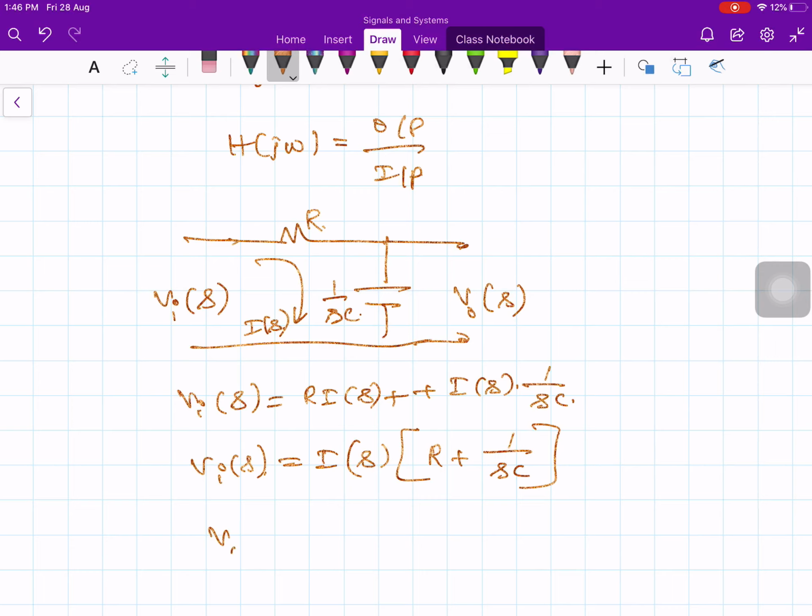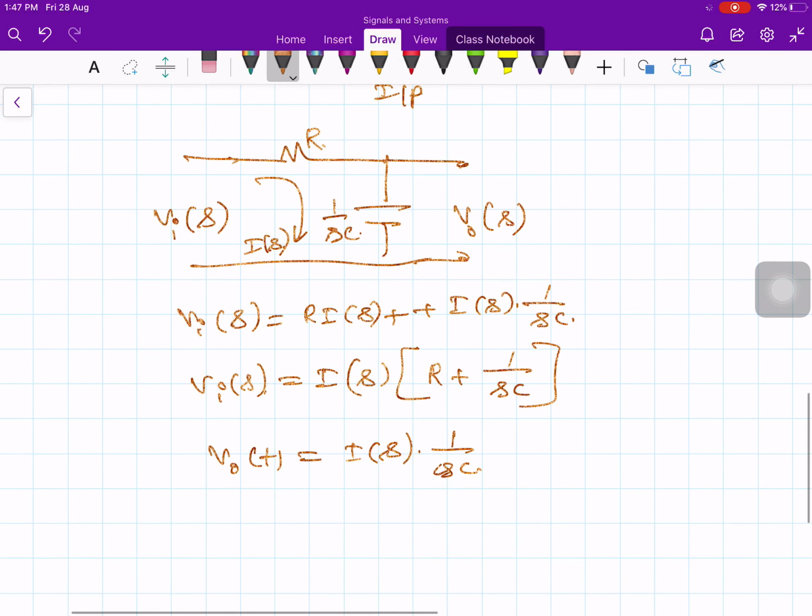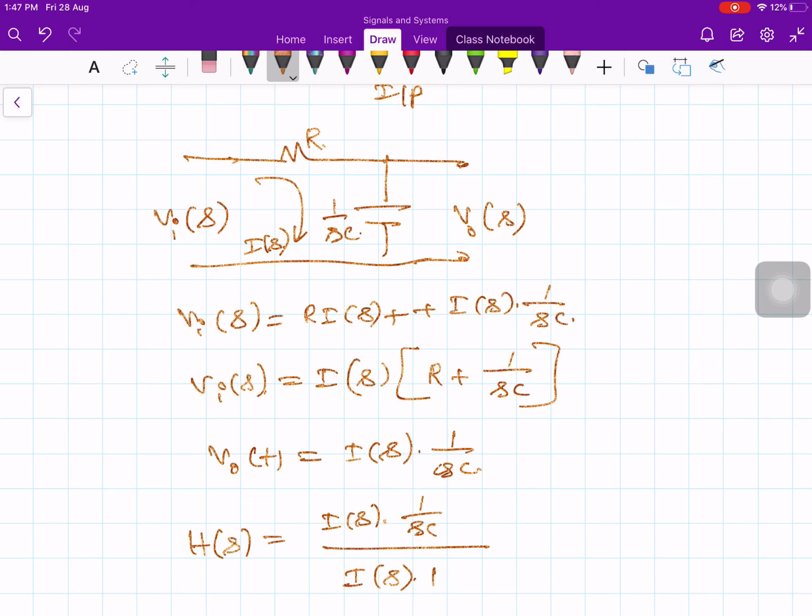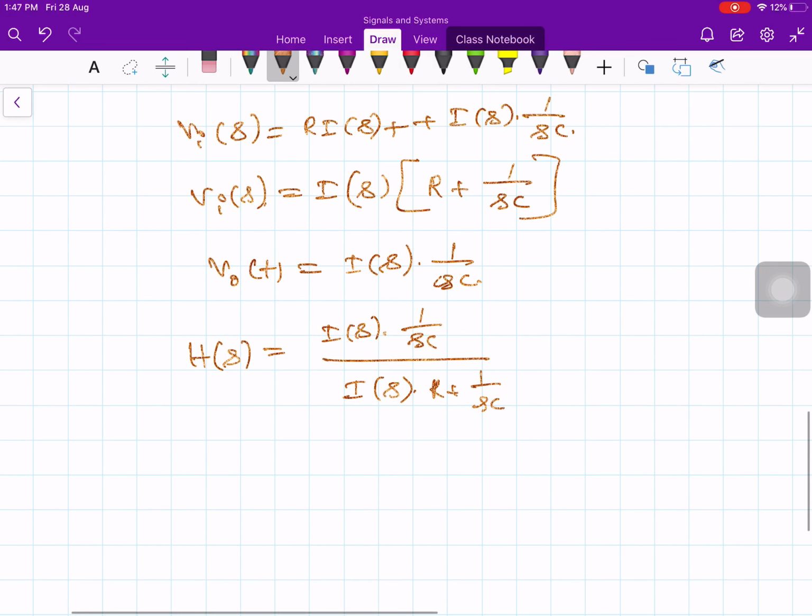Now what is V naught of S? The voltage drop across the capacitor, that is I of S times 1 by SC. Now you take the ratio, H of S equal to I of S times 1 by SC, divided by I of S times R plus 1 by SC. Now this I of S and that I of S will get cancelled. So that is your H of S.